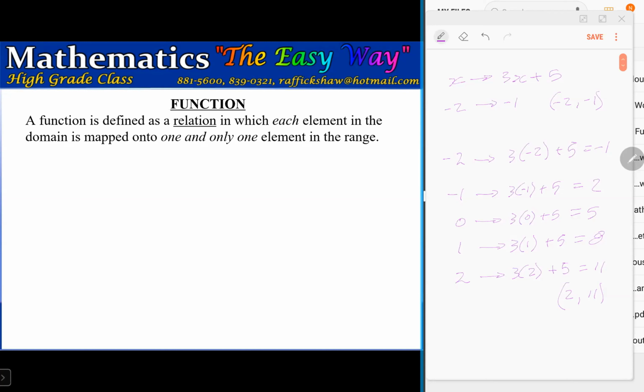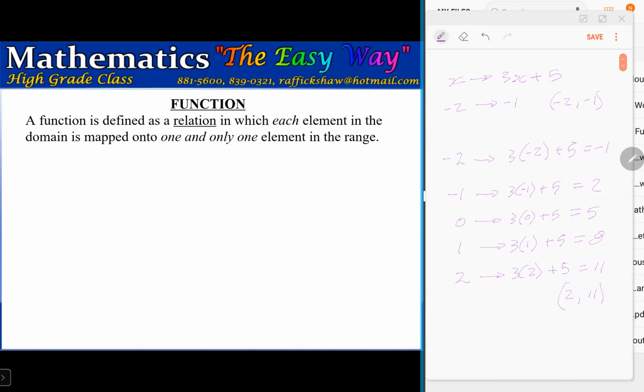So a function is a relation in which each element in the domain is mapped onto one and only one element in the range. Now, what does that mean in normal terms? All this means is that each of the elements in the domain must map, and when they map, they must map only one time. That's the simplest way of saying it. In other words, you can't have any free element in the domain that is not mapping. And when they map, they have to map only one time alone. In other words, no element in the domain can map twice or 3 times. They can only map one time.